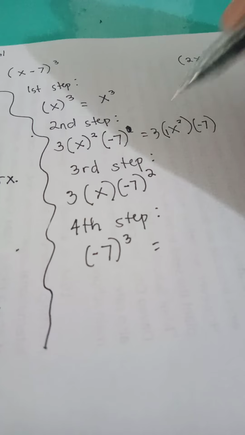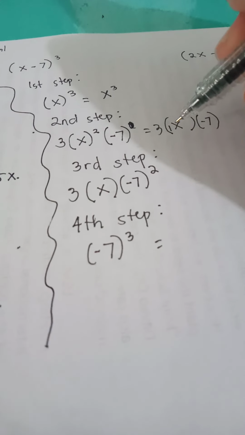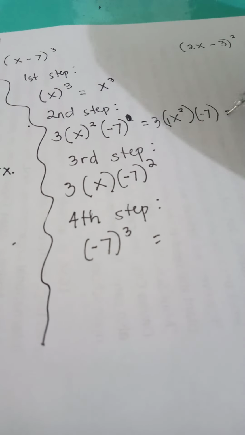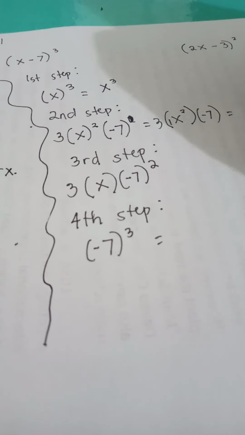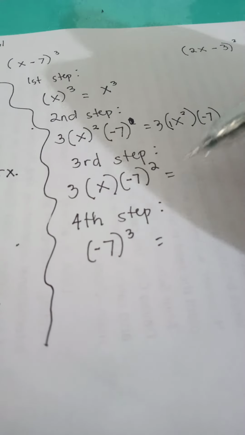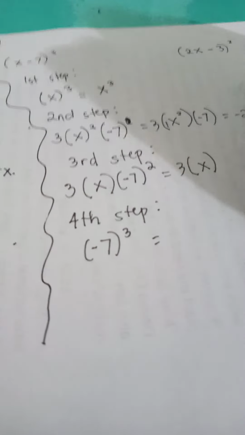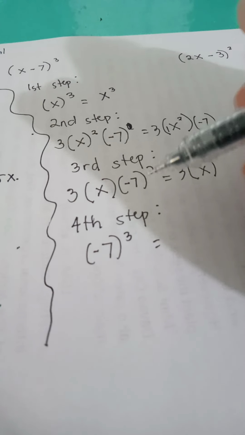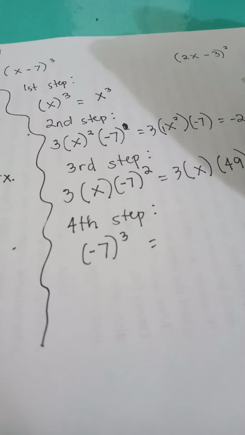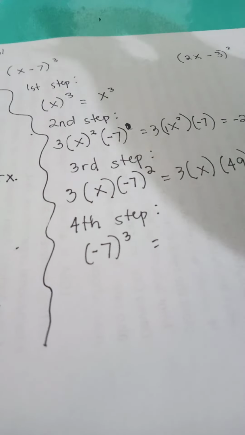So we have 3 times 1, that is 3. 3 times negative 7 is negative 21x squared. Next is 3 times x. Then negative 7 times negative 7 is 49. So that is positive 49.